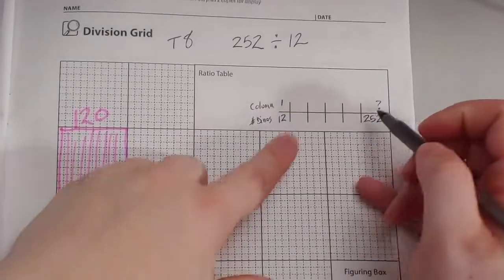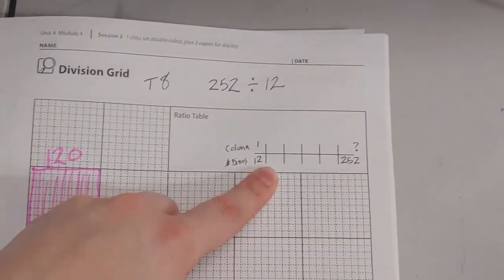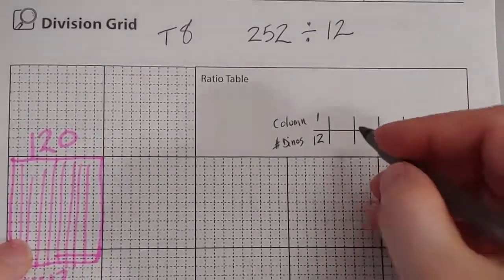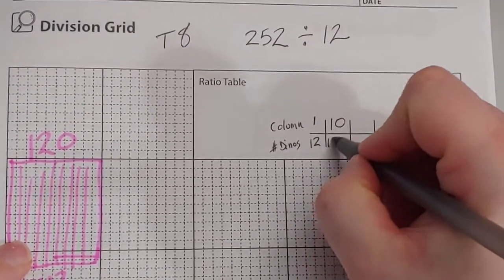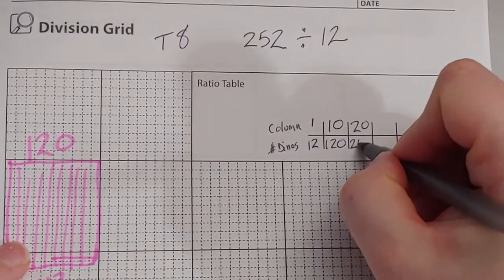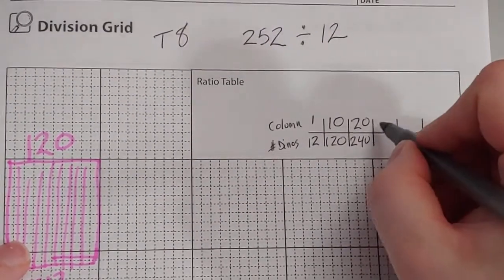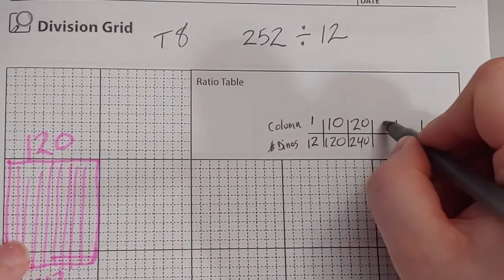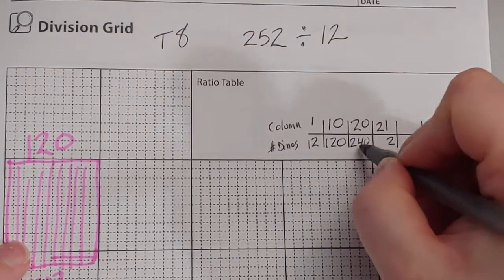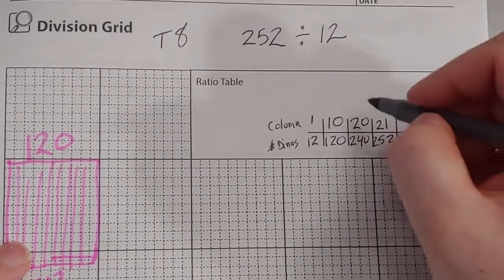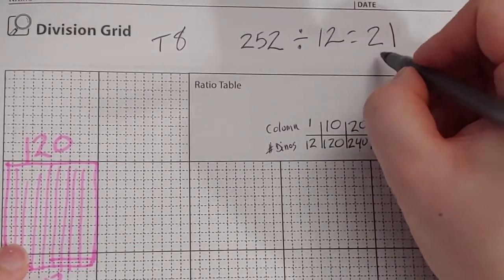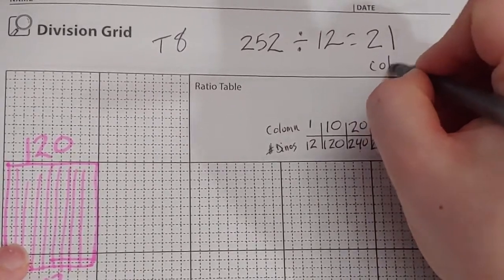Okay, so I'm a fan of the ratio table. It just keeps things so together and clean. If you drew a picture, that's fantastic. I'm just going to start here. So 10 groups for 120. That's pretty close. I'm going to go 20 groups. Gets me to 240. Oh, guess what? 21 groups. There's 2, 5, 2. So it is 21 columns.